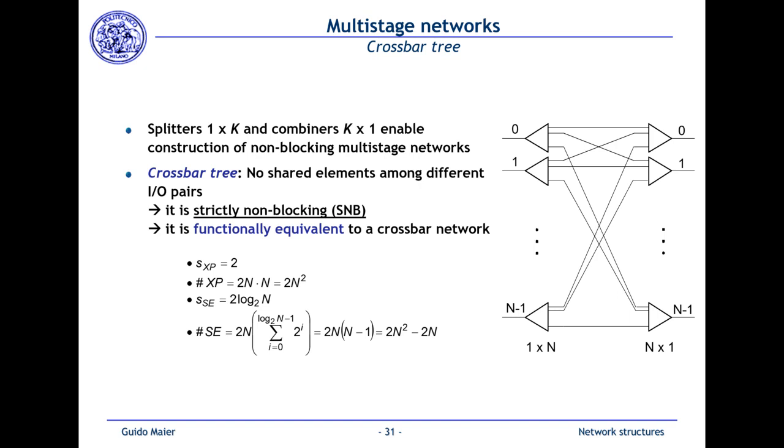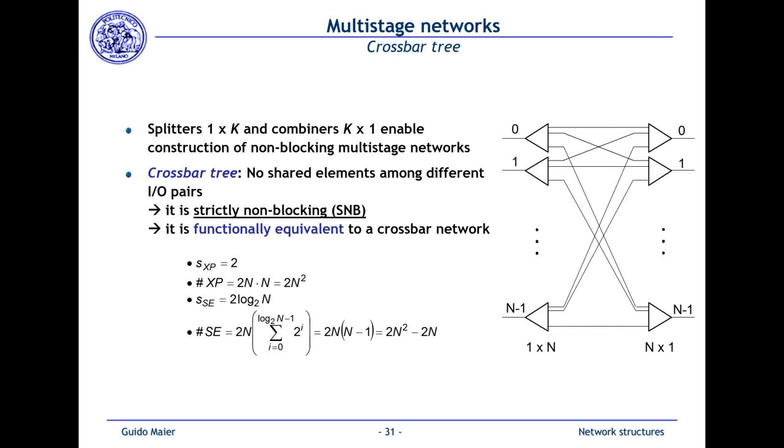If you take an inlet-outlet pair, for example 0 and 1, you see that the path from 0 to 1 crosses elements that are all dedicated to that specific connection. The first splitter is connected only to inlet 0, so it is dedicated. The combiner you are reaching is connected only to outlet 1, which is the outlet that we want to connect, so it's dedicated to that outlet. The interstage link between the splitter and the combiner will be used only by that pair of inlet and outlet. It cannot be used by any other connection.